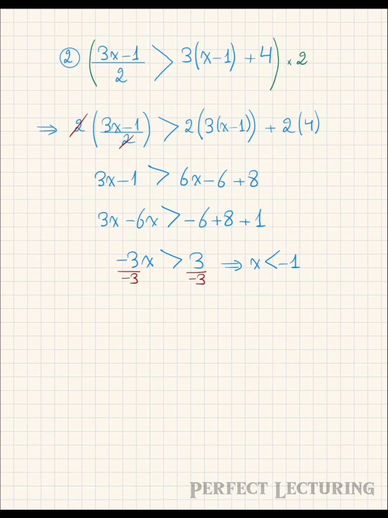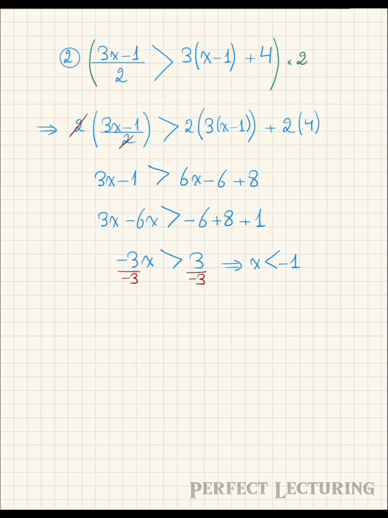But why do we have to flip the sign? Well, let's say for example we have 2 is less than 5. Of course 2 is less than 5. If we multiply both sides by minus 1, we get negative 2 and negative 5. But of course, we cannot keep the sign as is because negative 2 is not less than negative 5. Negative 2 is greater than negative 5. So that is why whenever you multiply by a negative number, we must flip the sign.